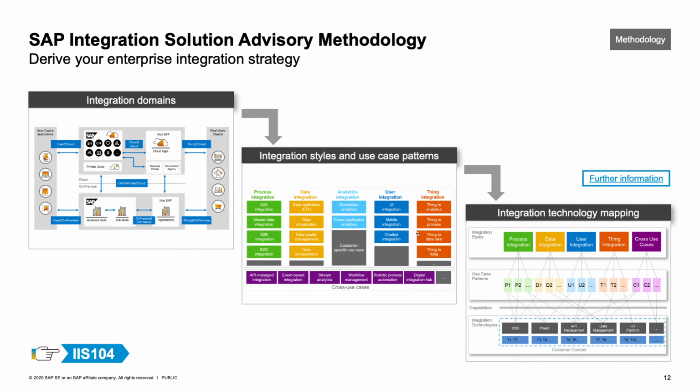The first step is that we start really high level on a hybrid integration landscape: what are the different domains in there? Then, in a second step, we have integration patterns in a classified overview, like process integration patterns, data integration patterns, user integration, and IoT integration, to just name a few of them. And these patterns are very important and technology agnostic, and can then be mapped in a third step to integration technologies that are relevant in a specific customer context.